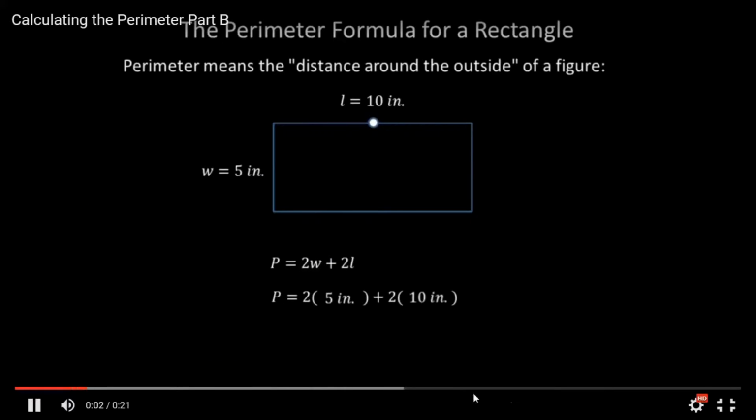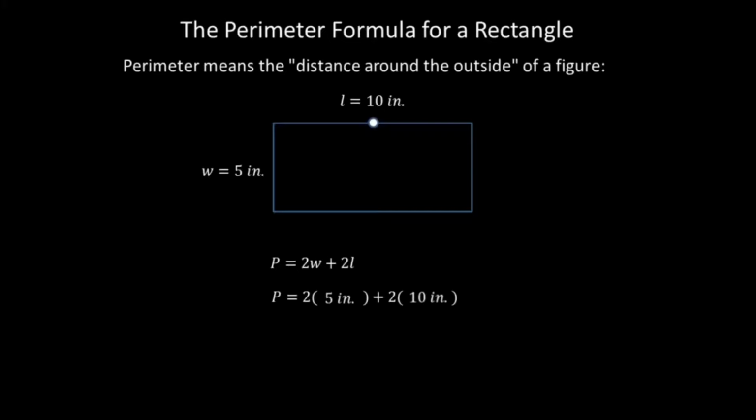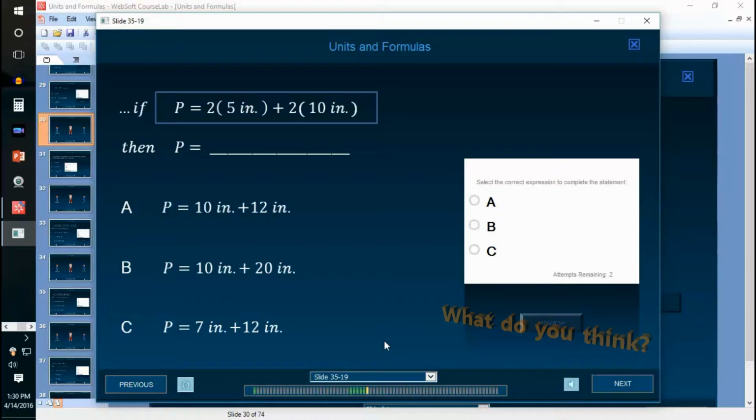Now we have a statement that we can calculate to find the value of the perimeter, to find the value of P. 2 times 5 inches is going to be equal to 10 inches. Plus 2 times 10 inches will be 20 inches. If the perimeter equals 2 times 5 inches plus 2 times 10 inches, then the next step in the calculation process for the perimeter would be which of the following? Very good. The perimeter is equal to 10 inches plus 20 inches. Answer choice B.